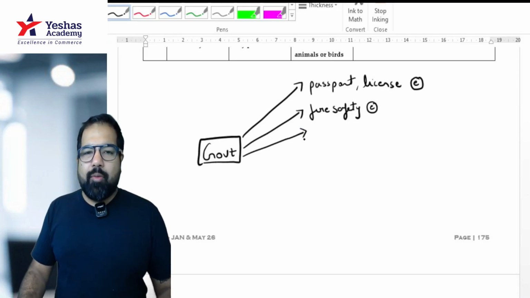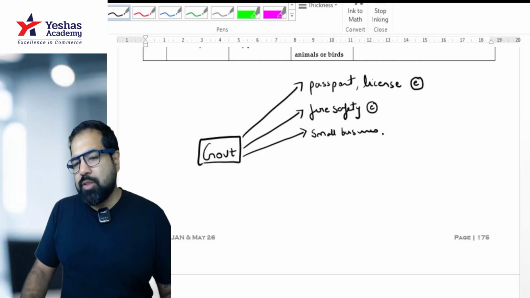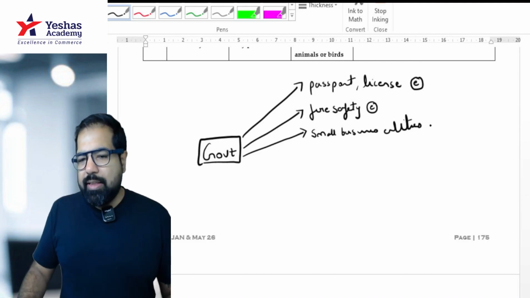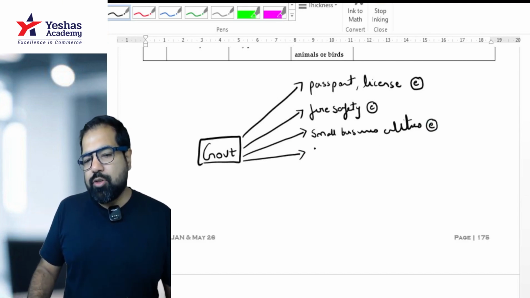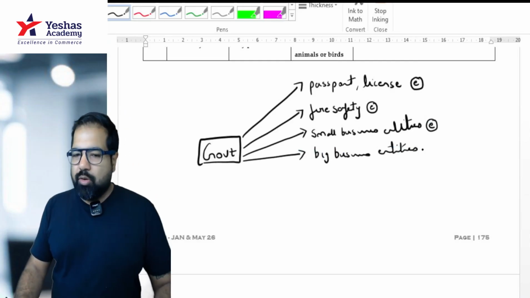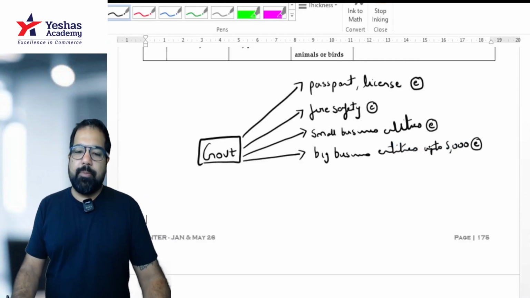If the government provides services to businesses which are small business entities, meaning those business entities which were not liable to be registered last year because their turnover did not increase more than 10 lakh, 20 lakh, 40 lakh, in that case also it is completely exempt. If you're providing services to big business entities, meaning those business entities which were registered last year and this year also, then up to 5,000 rupees, if you're providing some services, that is also completely exempt.